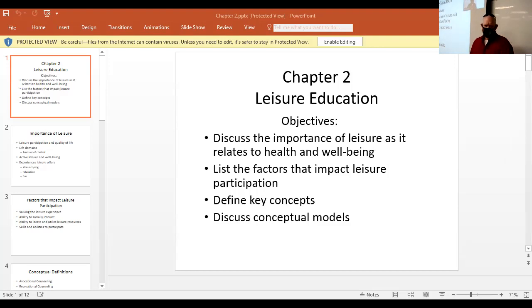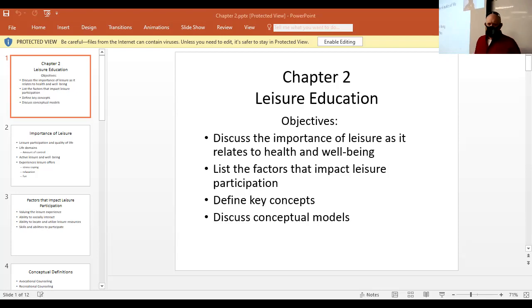So we're going to list the factors that impact leisure participation. We'll get to that. We'll talk about some key concepts and some conceptual models. The conceptual models are the part that I was telling you do not overly excite me as far as when I'm talking to you about them. They are important. They give us a good framework to go by, where we don't have to start from scratch when we're planning things. If you use a model or theories that are already out there, you have something that you're basing what you're doing on without having to start from scratch and do every bit of work. Okay.